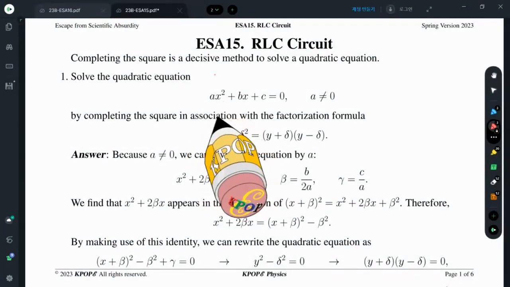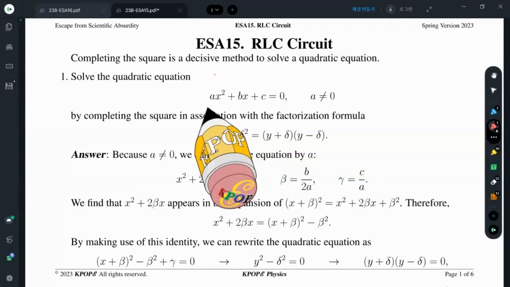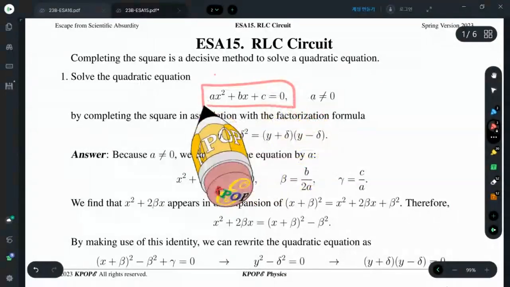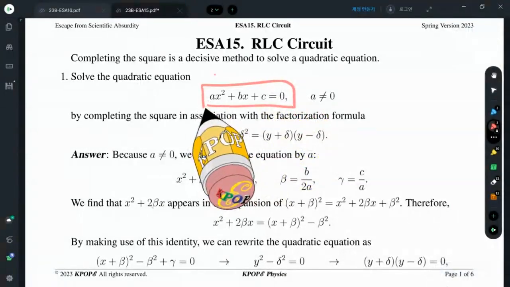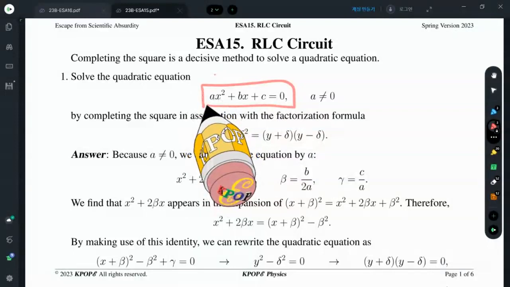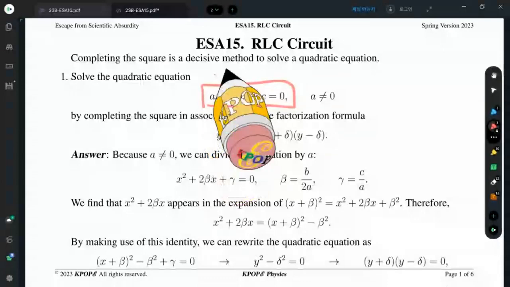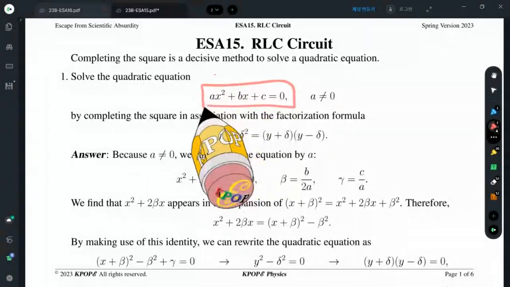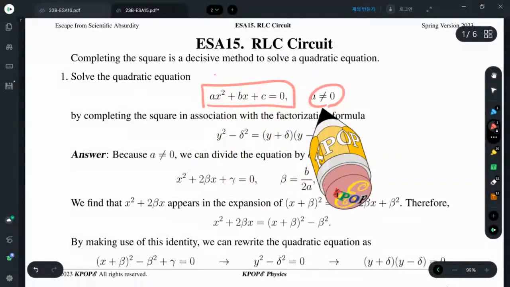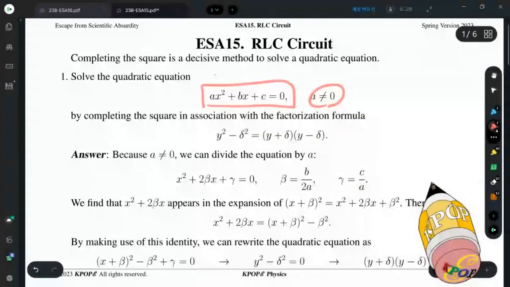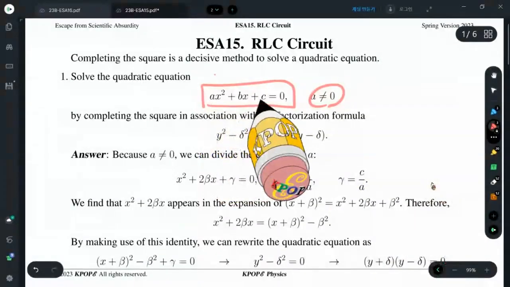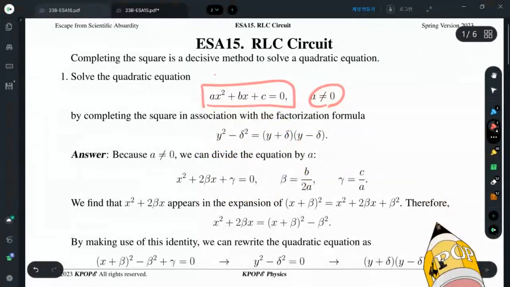In general, a quadratic equation is of this form. We have a polynomial and the highest order is x squared. To make this one non-negligible, we need to choose a to be non-zero. We assume that these three numbers are real numbers.